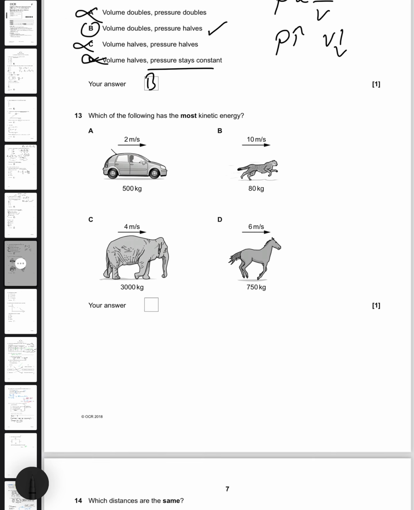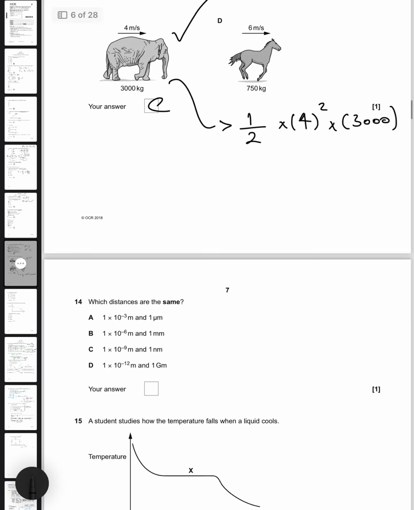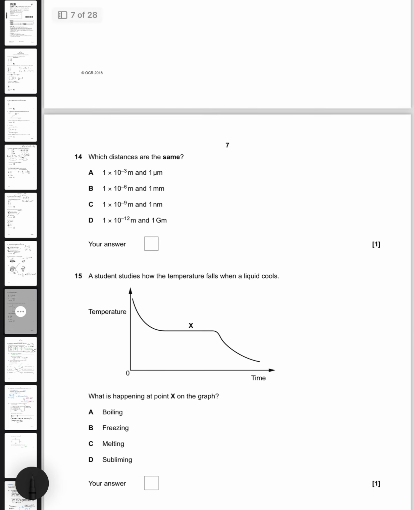Which of the following has the most kinetic energy? The highest amount of kinetic energy is dependent on the mass and the speed of the object. So you can calculate the kinetic energy of each one of these by using the formula 1/2 mv squared. But because I want to cut down the amount of time for the calculation, I'm just going to calculate the one that I think is the correct answer, which is C. So I just have to multiply 1/2 by the speed of this elephant, which is 4 to the power of 2, by the mass that it has, which is 3,000. And you'll find out that this one, if you multiply all those numbers, actually has the highest kinetic energy. So C is the correct answer.